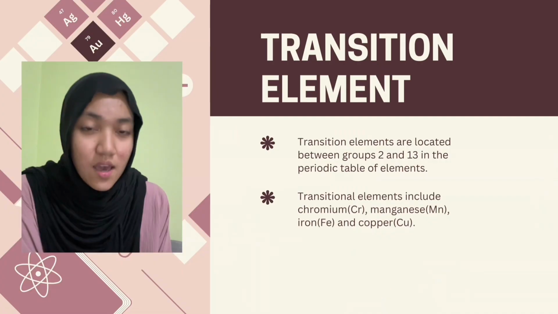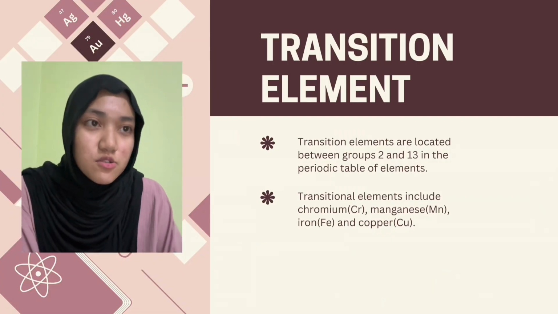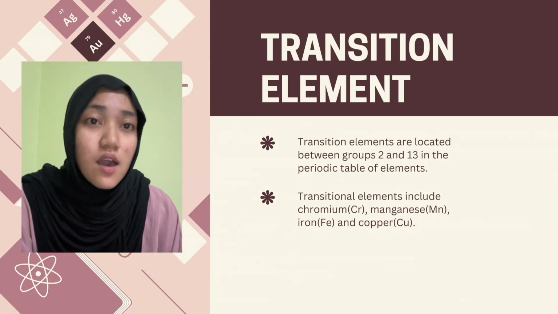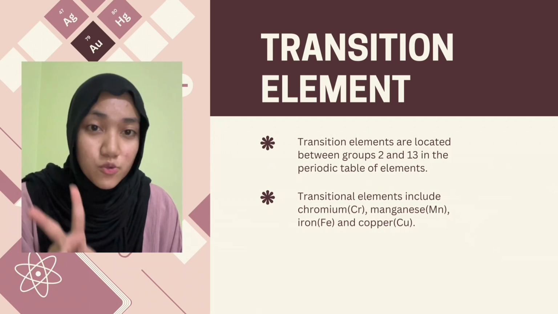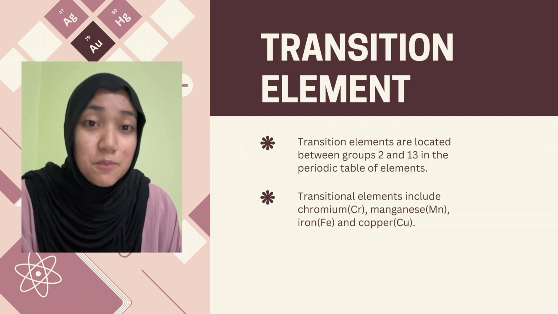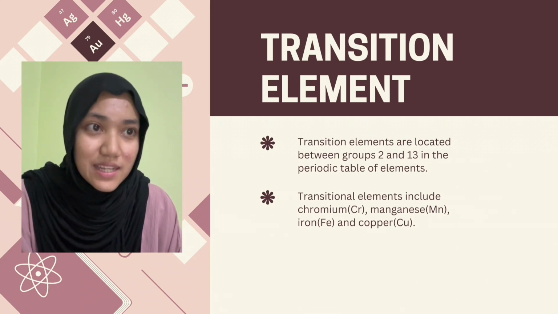Today I'm going to talk about transition elements. So, firstly, we need to know what transition elements are. Basically, transition elements are located between Group 2 and Group 13 in the periodic table of elements. For example, transition elements include chromium, manganese, iron, and copper.